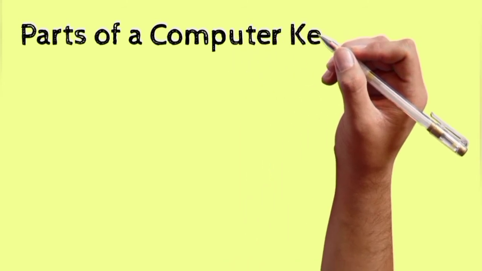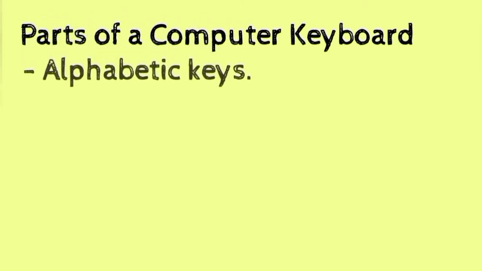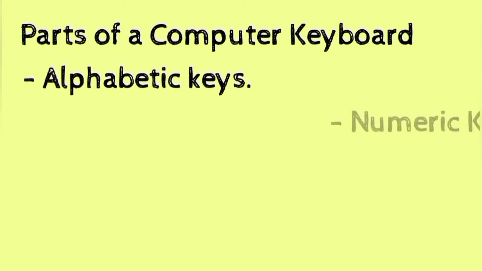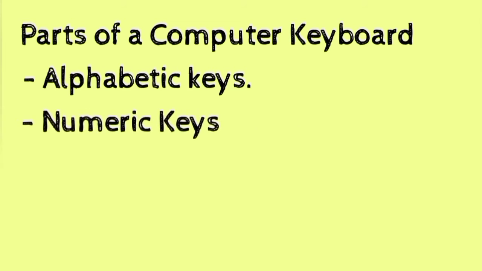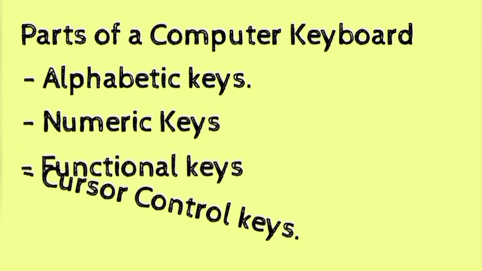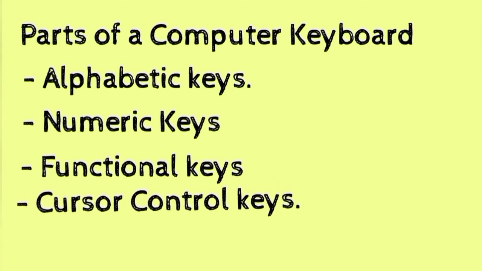Parts of a computer. Computer has various parts. We are going to be looking at the parts of the computer. We have alphabetic keys, secondly, numeric keys, and the third part is known as functional keys. And the last but not the least part is the cursor control keys. We're going to take them one after the other.